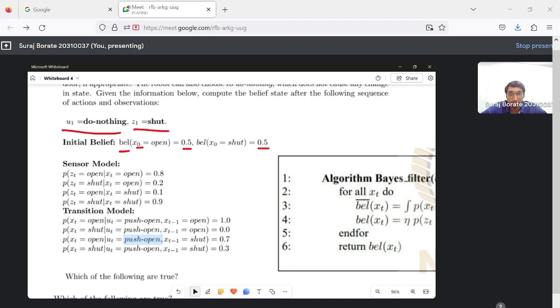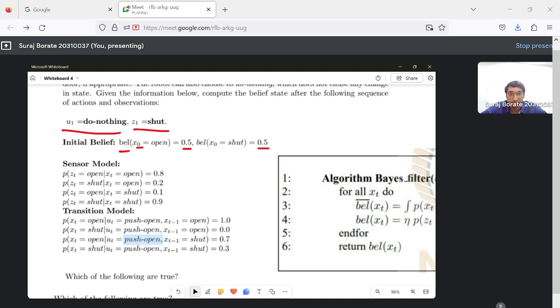Okay, so let's move on to solve this. Before that, let's look at the formula. This is the algorithm for Bayes filter. You pass on the belief at the previous time step. Do we have this? We have this, right? We have x0, belief of x0, and we have ut and zt. So u1 and z1 are given to us. Now, this is the procedure for all xt.